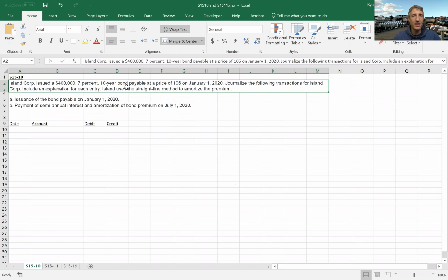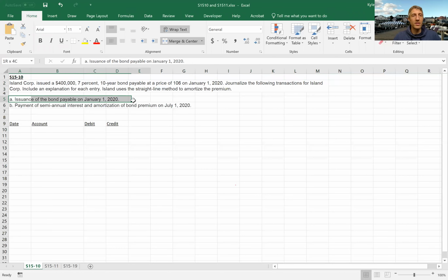What we need to do is journalize the following transactions for Island Corporation, include an explanation, and it tells us that they use the straight line method to amortize the bond premium. Part A is the issuance of the bond. So that's the first journal entry we're going to need to do.